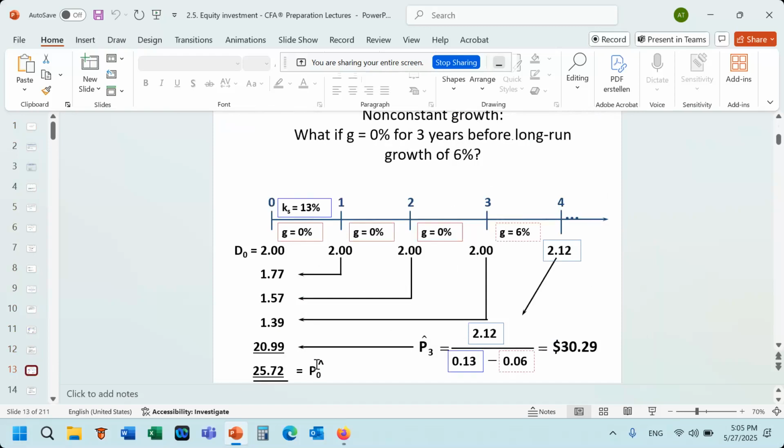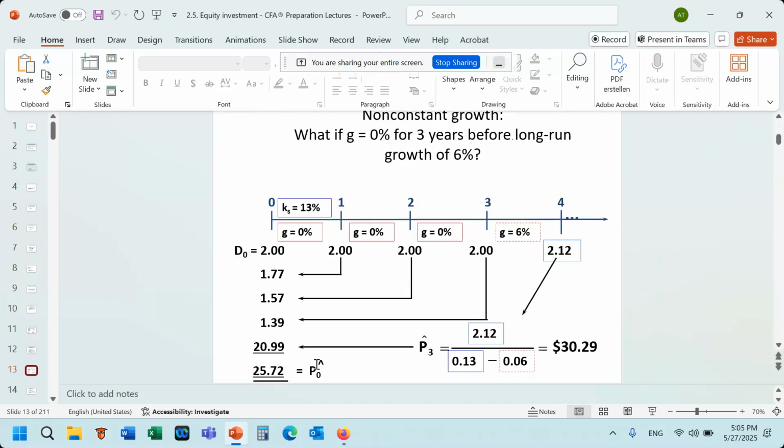It's the same timeline, except with a growth of 0, we keep the dividends as $2 for 3 years, and after that we raise them by 6% to $2.12. We park Gordon's formula at year 3 and calculate it with D4 of $2.12 divided by 7% or 0.07, and we get $30.29 value for this stock.